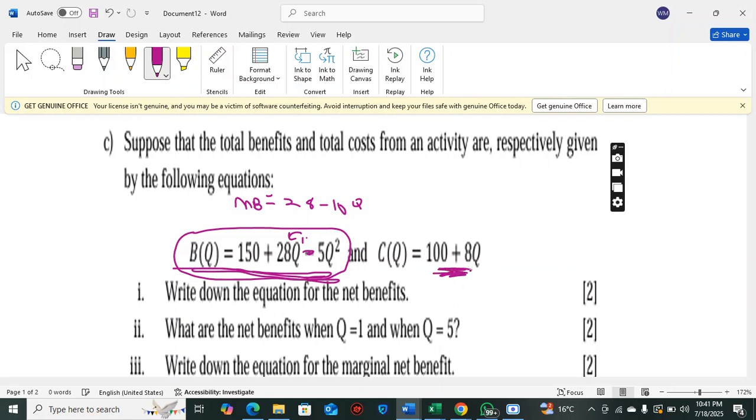Yes, yes. That's correct. So now subtract: 28 minus 10Q minus 8. What will you get? Since marginal net benefit is marginal benefit minus marginal cost, you write 28 minus 10Q minus 8. What do we get?